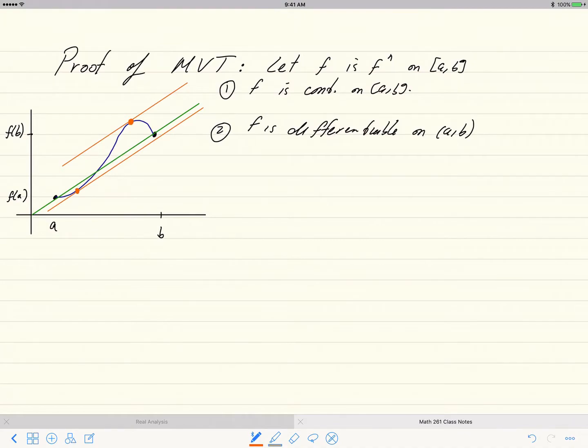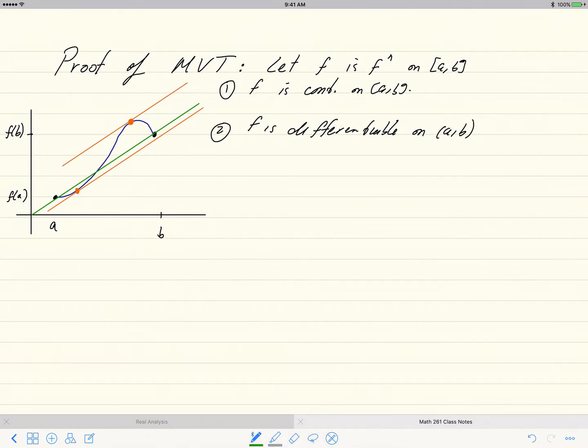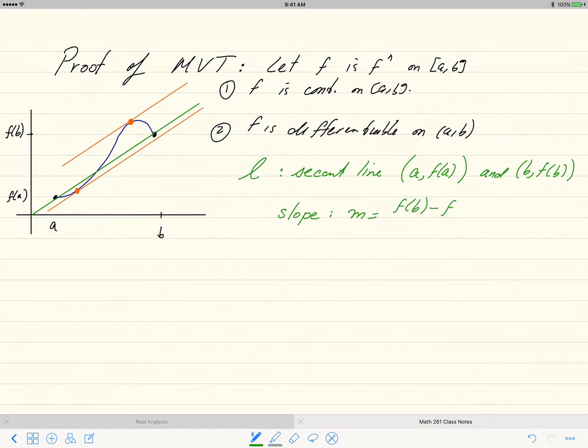But what I'd like you to do is think about how would I write the equation of this green line. Let's call the green line L. Let's say L is the secant line. And it goes through the points A, f of A, and B, f of B. So it goes through those 2 points. Well, first of all, we need the slope. The slope of this line is, of course, f of B minus f of A over B minus A.